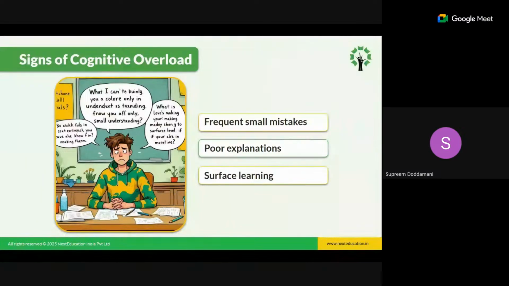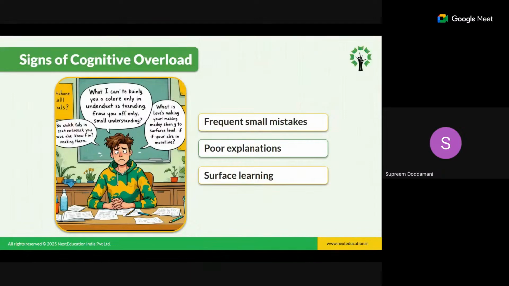So the frequent small mistakes, poor explanations, and surface learning, these are the signs of cognitive overload, right? So kindly keep an eye on the students. We being teachers, we feel like we have given our 100%. Whenever we are done with the class, we feel like, yes, I have explained everything properly and I have done my job 100%. But when we see it from the student's perspective, exactly then we will come to know whether we have given 100% or not.